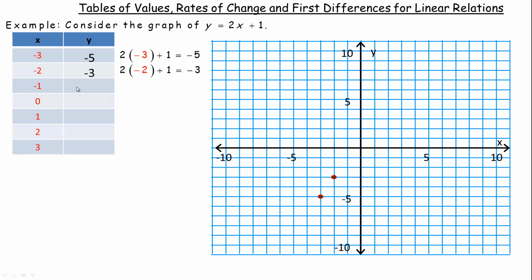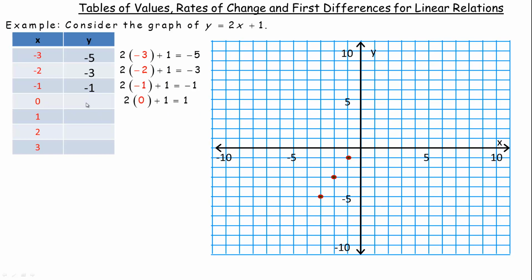And then we do -1. So we'll put a -1 in place of x. That's -2 plus 1 works out to -1. So this would be -1. So that's the point -1 comma -1. So that would be left 1, down 1. So we'll plot a point right there.